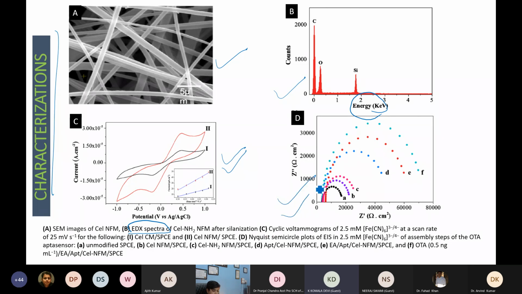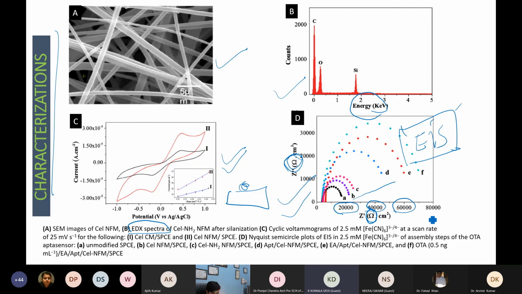This is the Nyquist plot. So this is a little complex system. This is EIS, electrochemical impedance spectroscopy. So anyway, you can see on the y-axis and x-axis, that's just omega resistance value. As I mentioned earlier, you have a surface, you keep on adding something, the resistance value is increasing. You can see 20,000 omega, 40,000, 60,000, 80,000. You can keep on increasing the values.